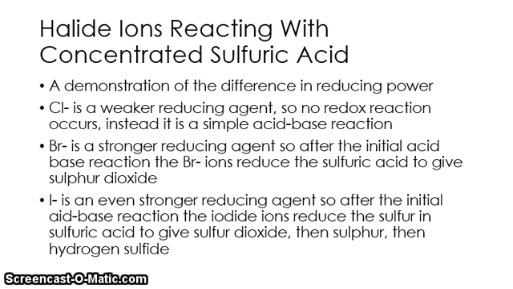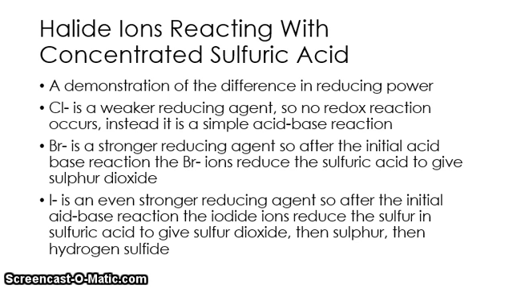Now you need to know about the halide ions reacting with concentrated sulfuric acid, and this reaction is a demonstration of the difference in reducing power. So we've already said that Cl- is a weaker reducing agent than Br-, which is weaker in turn than I-. So when you've got Cl- as a halide ion, it reacts with sulfuric acid. Because it's a weaker reducing agent, there's no redox reaction happening, and so all you get is a simple acid-base reaction. For the Br-, that's a stronger reducing agent than the Cl-.